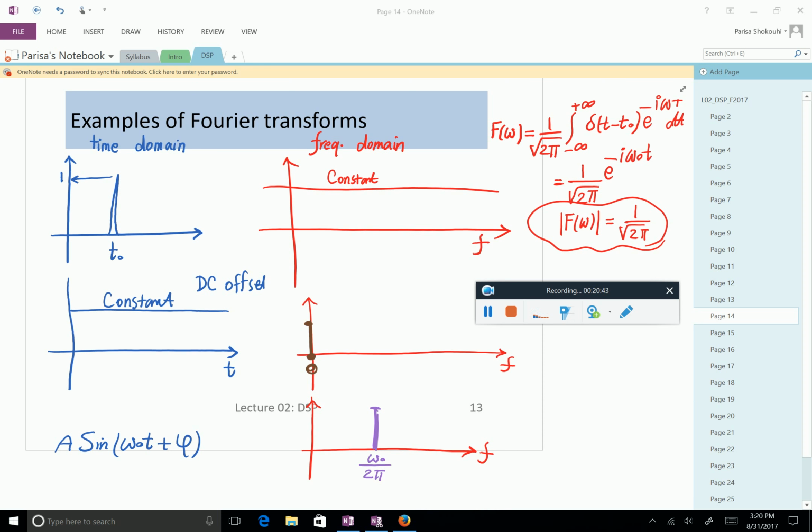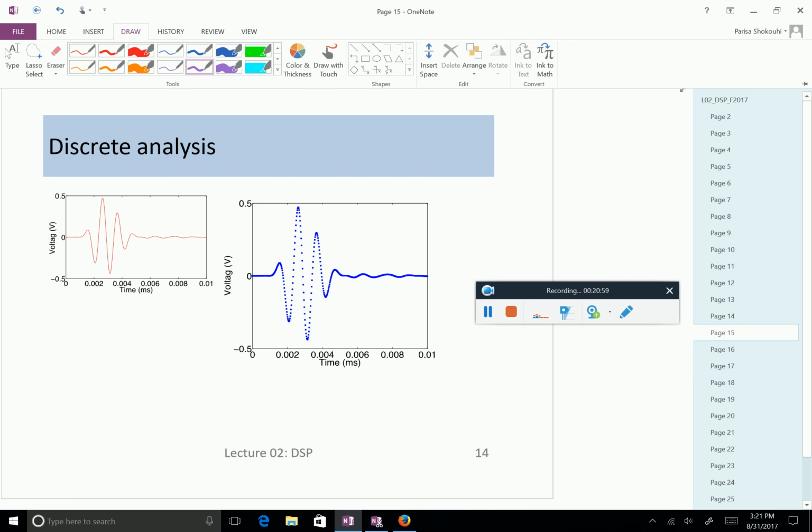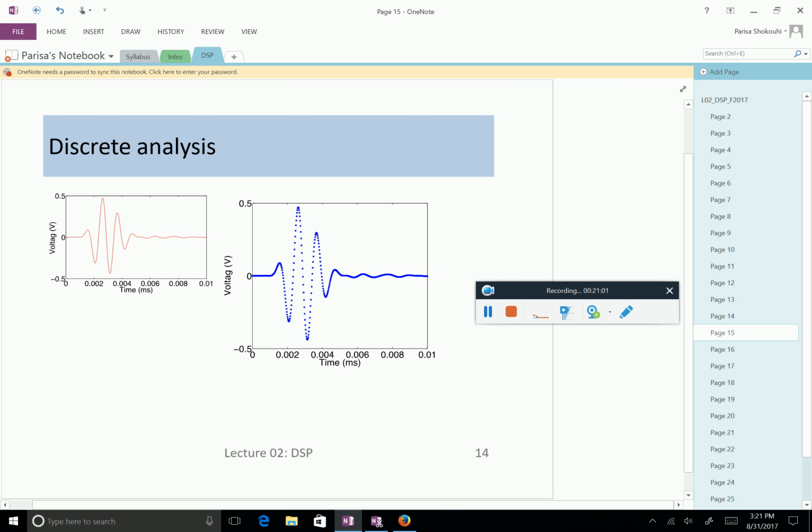Now, we want to switch from math to MATLAB. So basically, we want to switch from analog signals to digital signals, where actually we wanted to go there from the beginning, but I thought it's important for us to review a little bit what we are looking at.